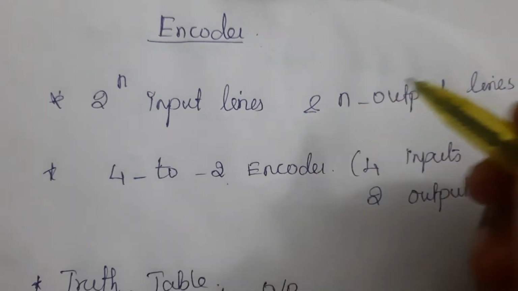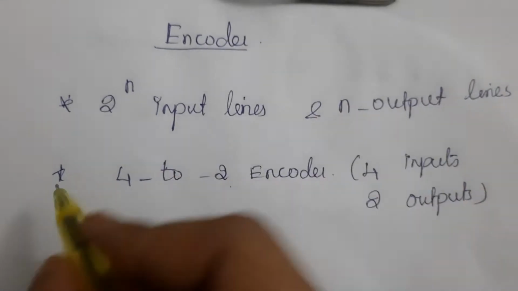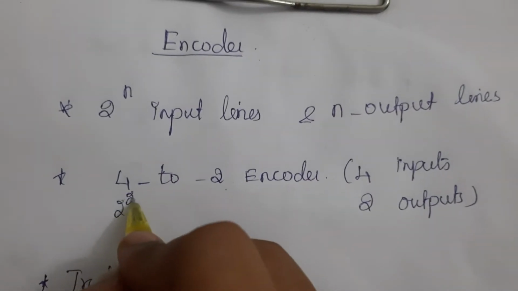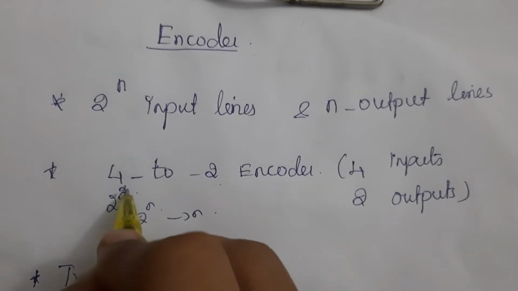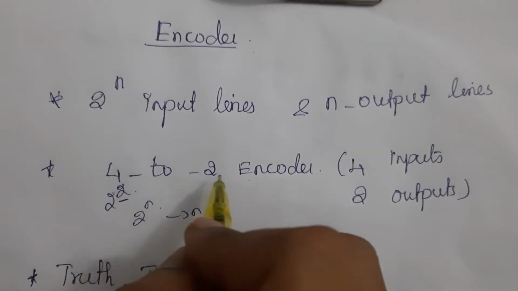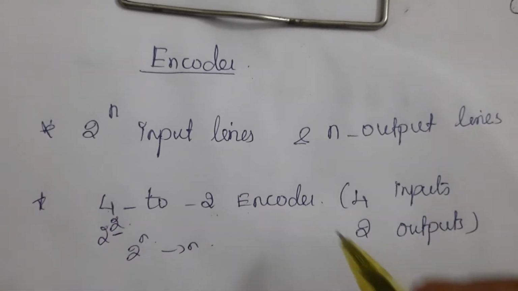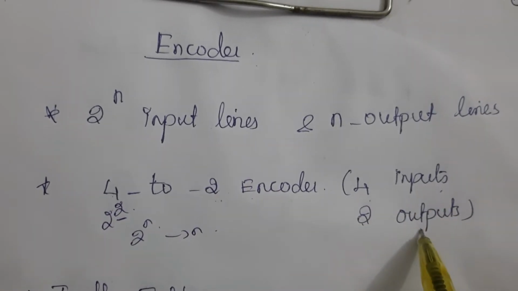For example, consider this 4 to 2 encoder. So 4 means 2 to the power 2. So 2 to the power n inputs and n outputs, so 2 outputs. 4 to 2 means 4 inputs, 2 outputs. So 4 inputs, 2 outputs.